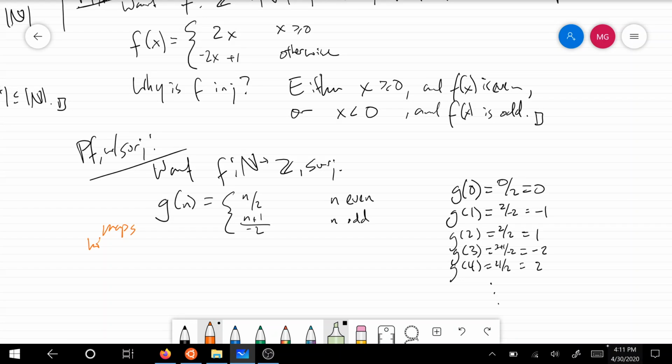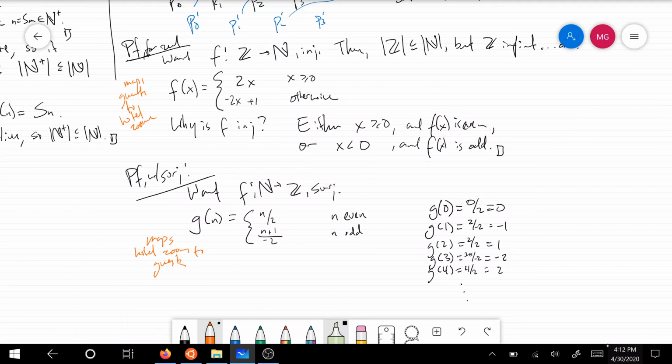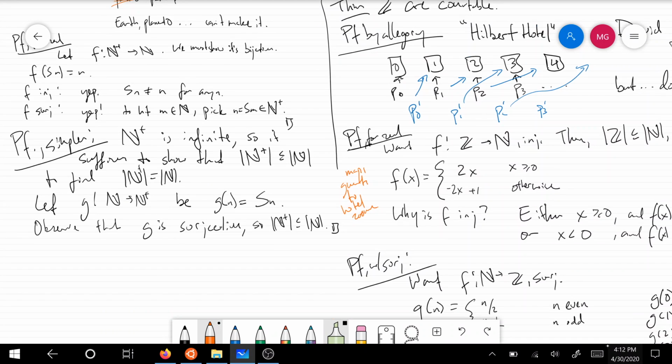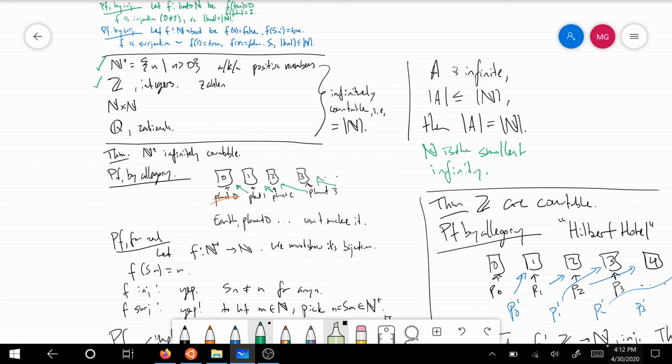So if you like, you can see that g here maps hotel rooms to guests, and f here maps guests to hotel rooms. Okay, so two different ways to do this proof. Okay, cool. Halfway there. Two more proofs.